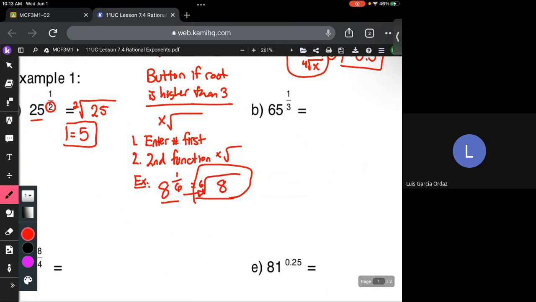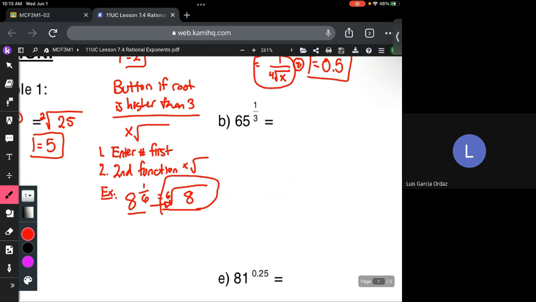Yep. So the next one, 65 to the power of 1 over 3, how do I write that as a root? Abby? 3 and then the root of 65. Yep. Perfect. So again, when you're using your calculator to find the answer, you can do either 65 to the power of 1 over 3, or you can do the cubic root of 65. It will both give you the same answer. Up to you on which one you feel more comfortable doing.